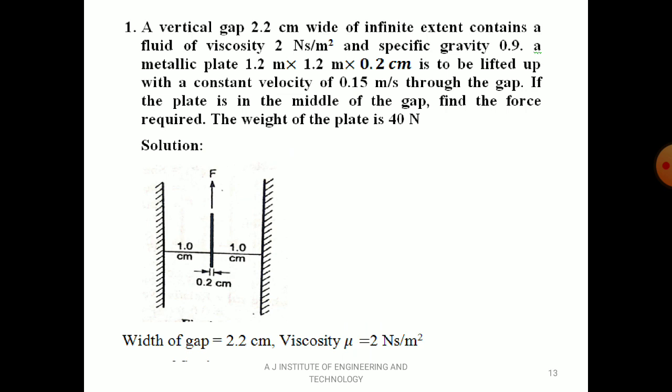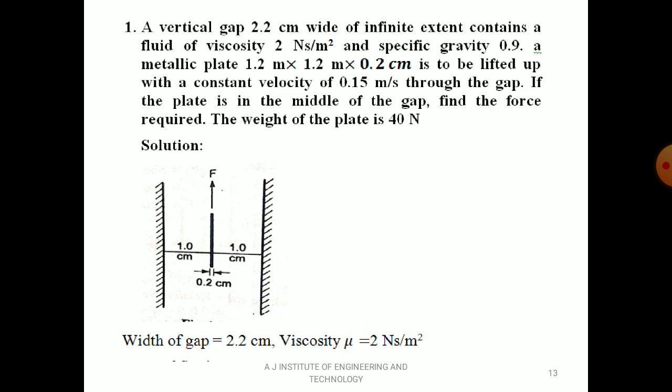So, first problem: a vertical gap 2.2 centimeter wide, of infinite extent, contains a fluid of viscosity 2 Newton second per meter square and specific gravity 0.9. A metallic plate 1.2 meter by 1.2 meter by 0.2 centimeter is to be lifted up with a constant velocity of 0.15 meter per second through the gap. If the plate is in the middle of the gap, find the force required. The weight of the plate is 40 Newton.